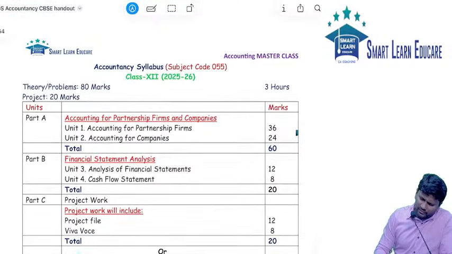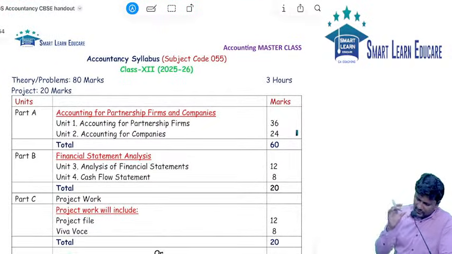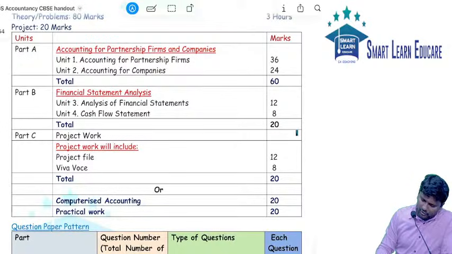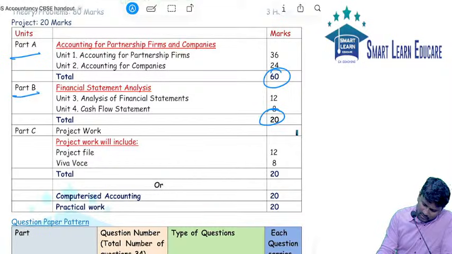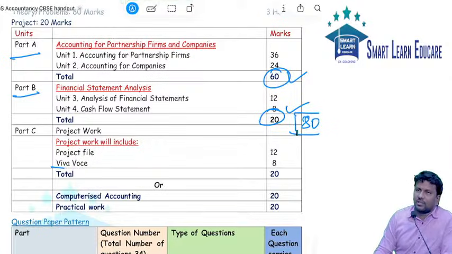In this CBSE syllabus, we have a total of 80 marks. This 80 marks is classified into parts. Part A has 60 marks, and Part B has 20 marks. So 60 and 20, totally 80 marks. Another 20 marks is for Viva. So your question paper will be for only 80 marks.